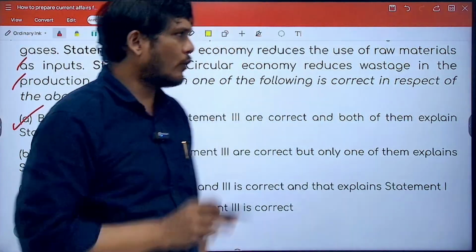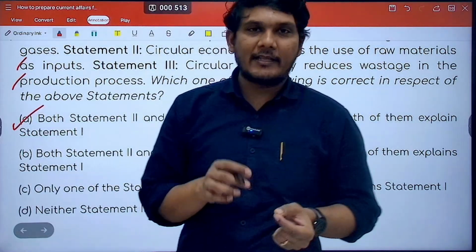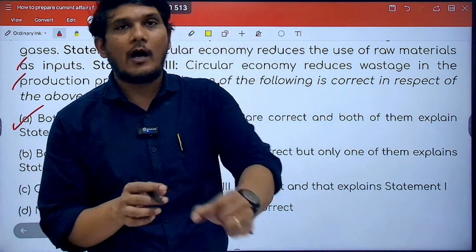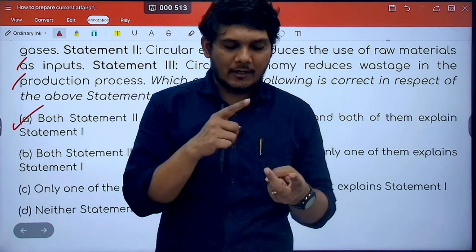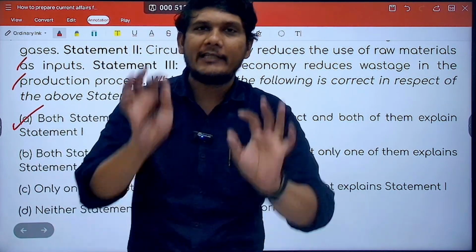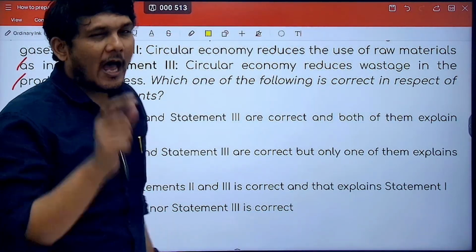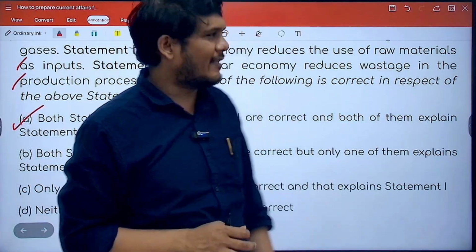So I hope the sources are clear. Now you need to understand that whenever there is a news item, you need to know about that particular thing, the conceptual clarity of the topic, right? This is all that you have to do. Questions are only that. Before we leave, I'm going to tell you one additional thing over here.